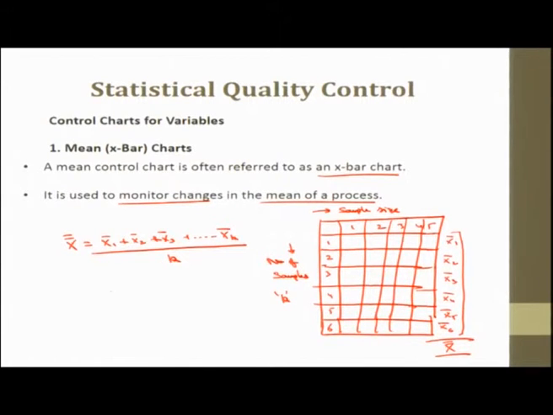To construct the upper control limit, that would be equal to x double bar, as I said before, plus Z into sigma x for the sample. And the lower control limit is equal to x double bar minus the normal deviate Z into sigma x. This value of Z is generally taken as 3.